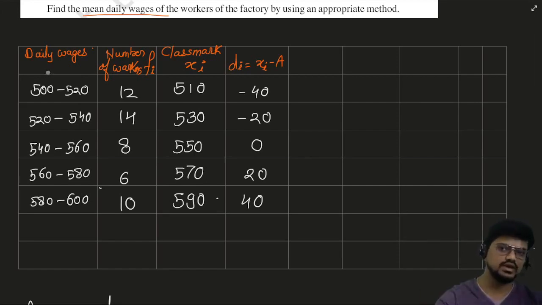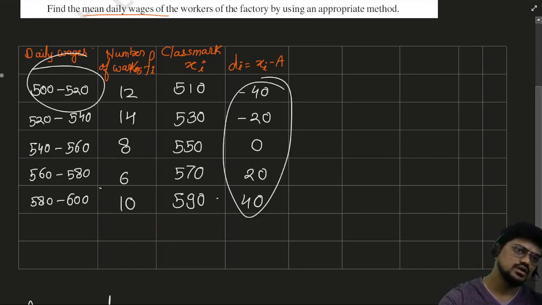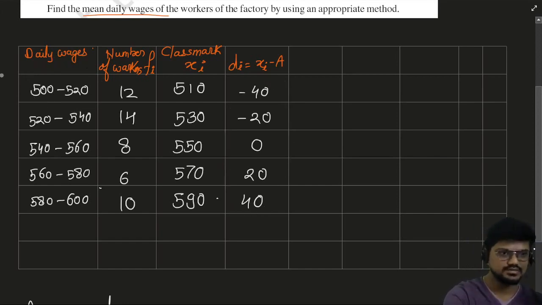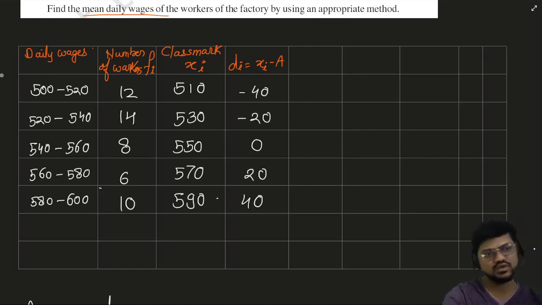500 to 520, 520 to 540. The class interval is how much? 20. If these values are multiples of that class interval, then we'll be using a step deviation method. Otherwise, you can use a shortcut method also. Because if you use a step deviation method, it will be even more shortcut as compared to the shortcut method.